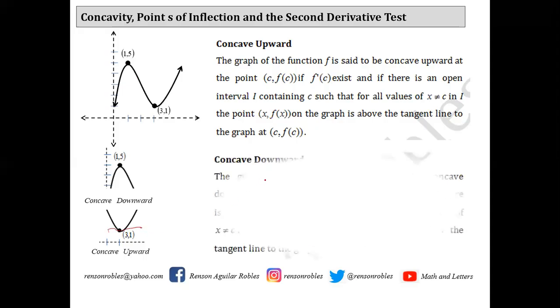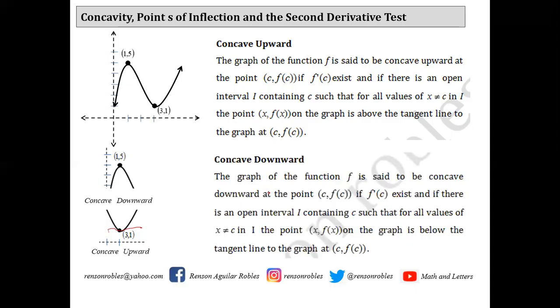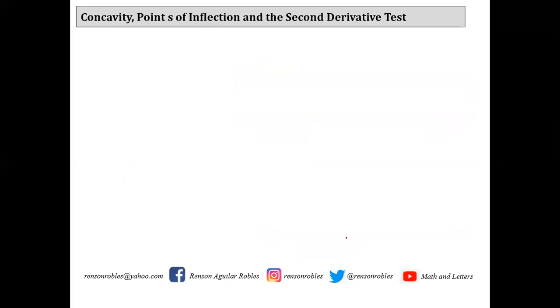And the graph of the function f is said to be concave downward at the point (c, f of c) if f prime of c exists and if there is an open interval I containing c such that for all values of x not equal to c in the interval, the point (x, f of x) on the graph is below the tangent line to the graph at the point (c, f of c). All right.